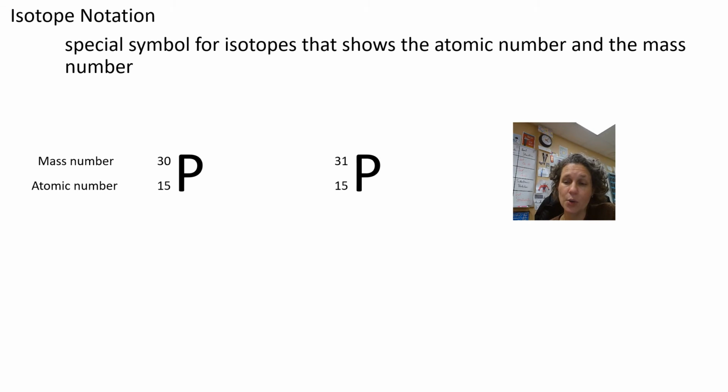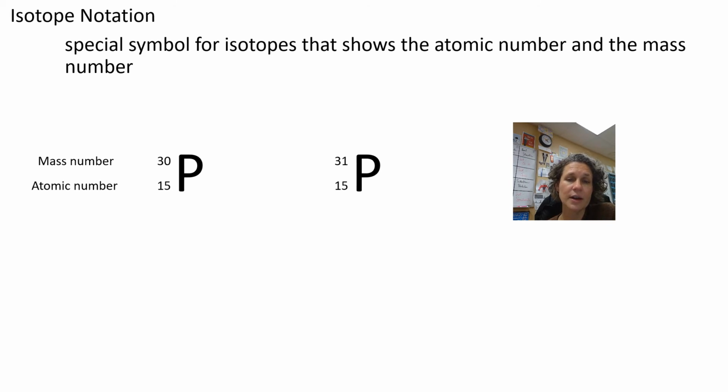Okay, so now isotopes. Isotopes typically are written so you know which isotope you are talking about. And so we have isotope notation. This is a special symbol that shows you the atomic number and the mass number. When you're looking at these notations, you always have the chemical symbol for that element. The bottom number will be the atomic number, and the top number will be the mass number.